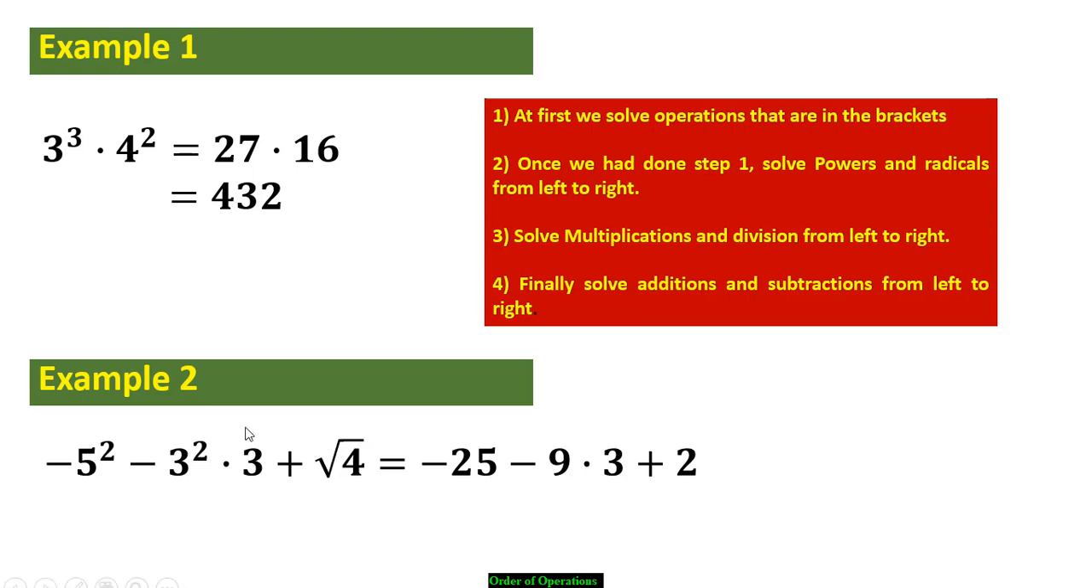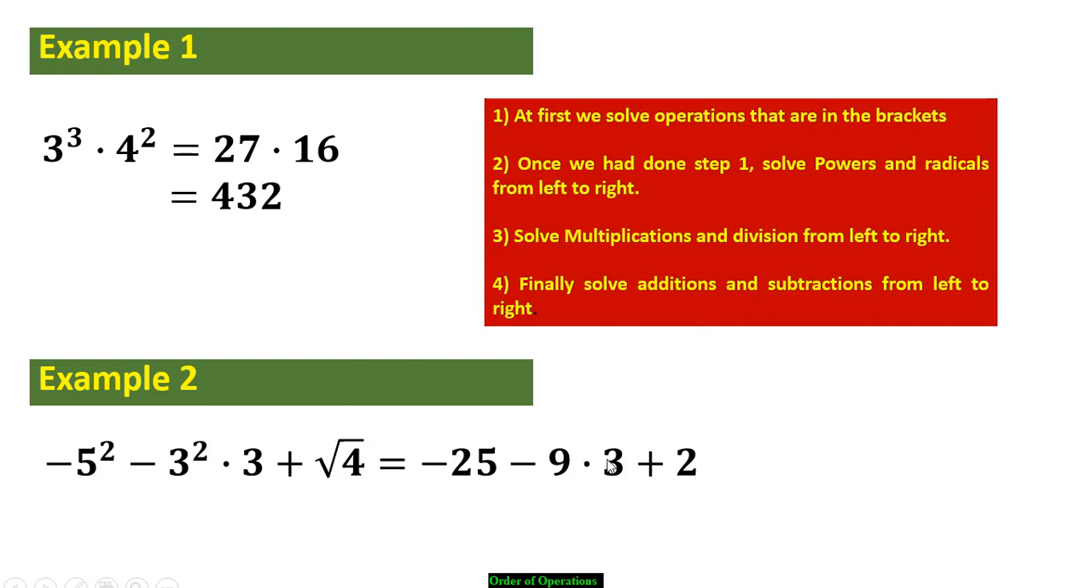My first operation, that is the first at the left, is 5 squared. Okay, we have 5 squared, so we have to solve 5 squared, that is 25. And I write the same sign, that is minus 3 squared, that is 9, times 3, plus the square root of 4, that is 2.